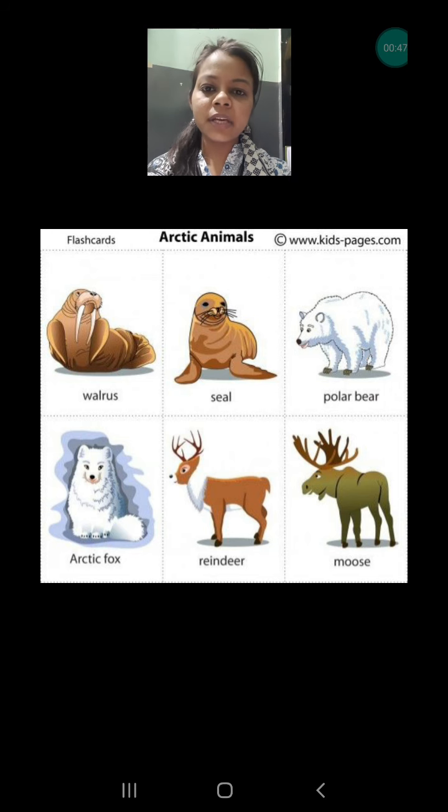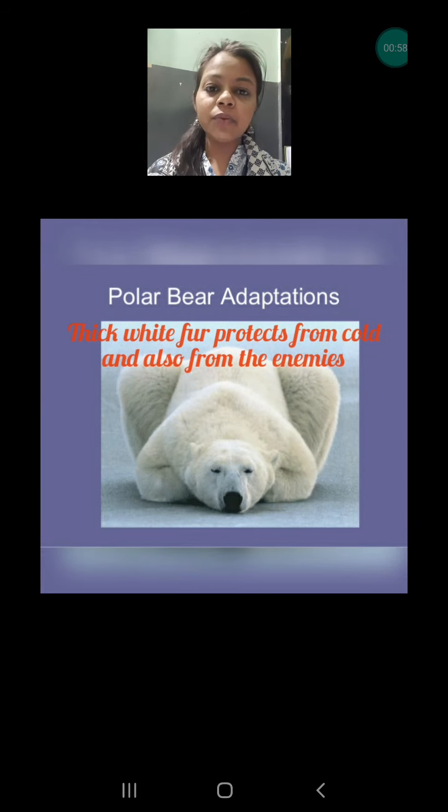We can also say arctic animals, polar region animals, or the animals that live in the snowy area or very cold area. All things are the same. So we are going to know the adaptations found in these areas. Okay, so first we are going to talk about the polar bear.